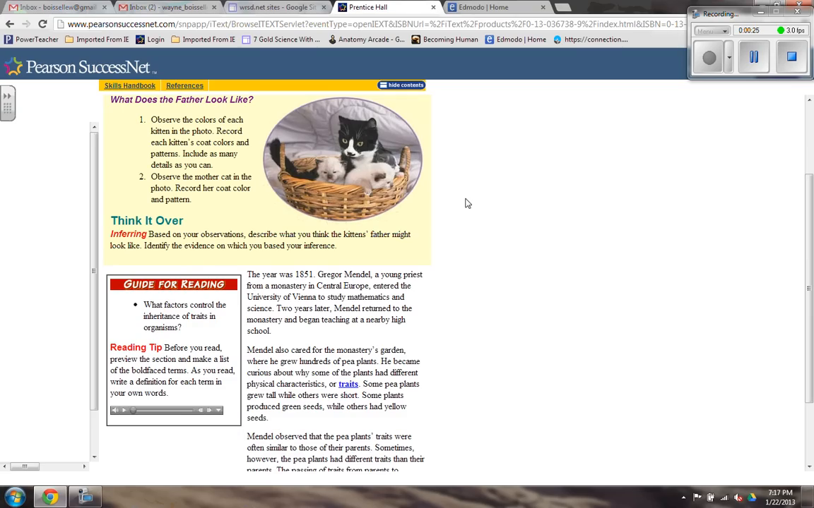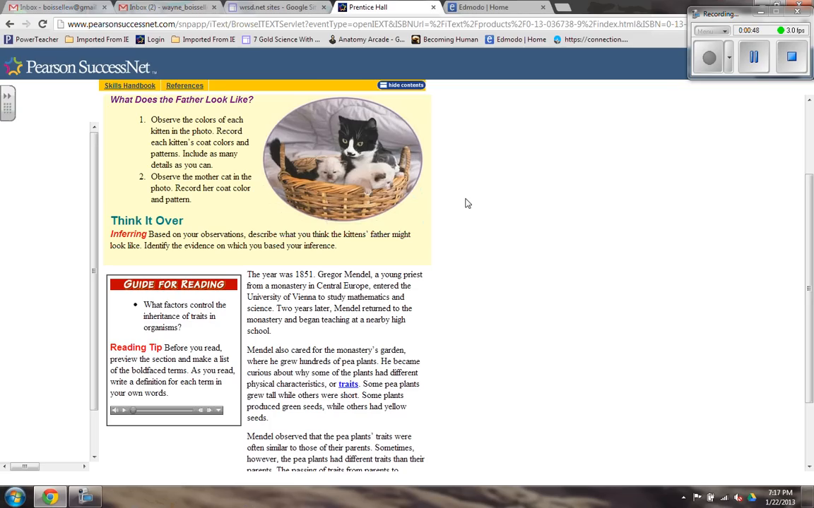The year was 1851. Gregor Mendel, a young priest from a monastery in Central Europe, entered the University of Vienna to study mathematics and science. 2 years later, Mendel returned to the monastery and began teaching at a nearby high school. Mendel also cared for the monastery's garden, where he grew hundreds of pea plants.